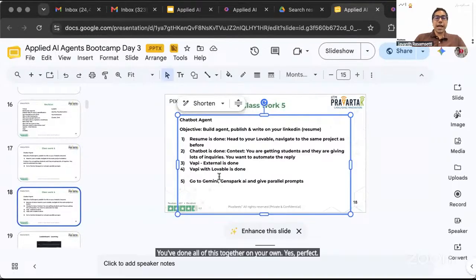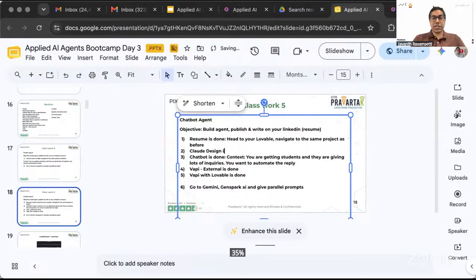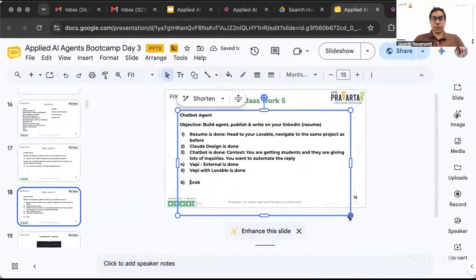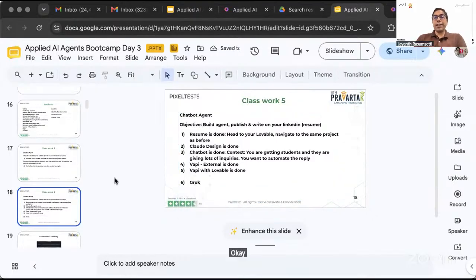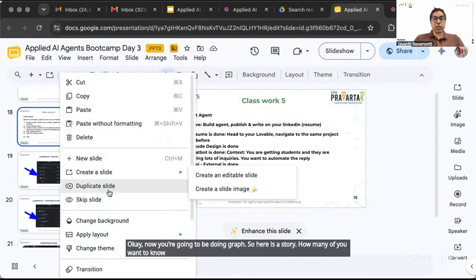What I'm going to do now is I'm going to do 2 more things right now. Sorry, 5 projects. Claude design is done. Okay. 5 projects you have done. So now we're going to be doing Grok. So here is the story. How many of you want to know a story? Type S in the chat box.